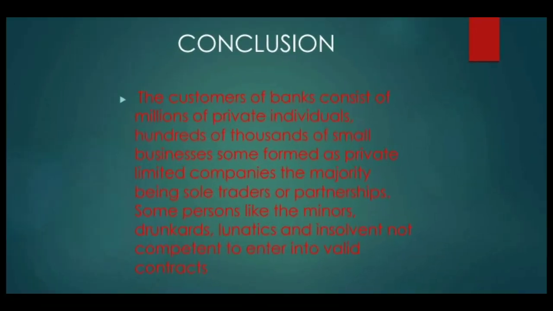To conclude our topic, we know that customers of banks consist of millions of private individuals, hundreds of thousands of small businesses, some formed as private limited companies, the majority being sole traders or partnerships. Some persons like minors, drunkards, lunatics, and insolvents are not competent to enter into valid contracts.